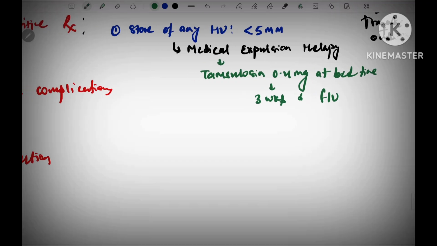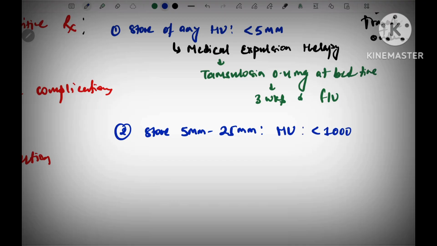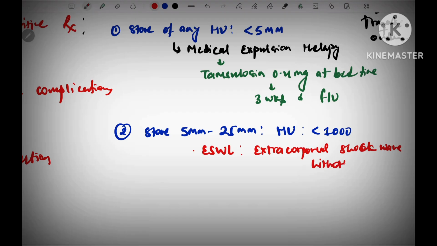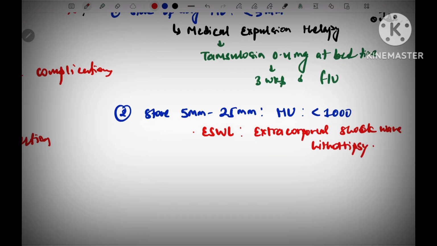Now, if the stone is 5 mm to 25 mm, but the Hounsfield unit is less than 1000, then what treatment can we give here? We have to give ESWL. What is it? It is extracorporeal shock wave lithotripsy.